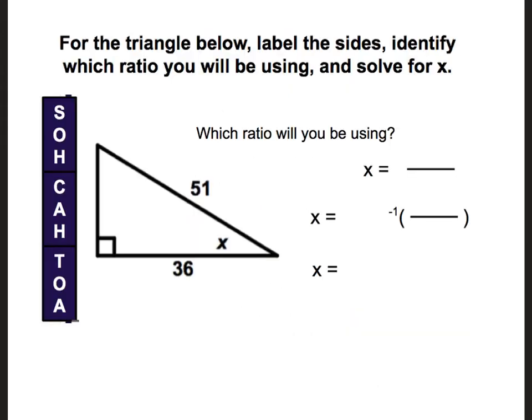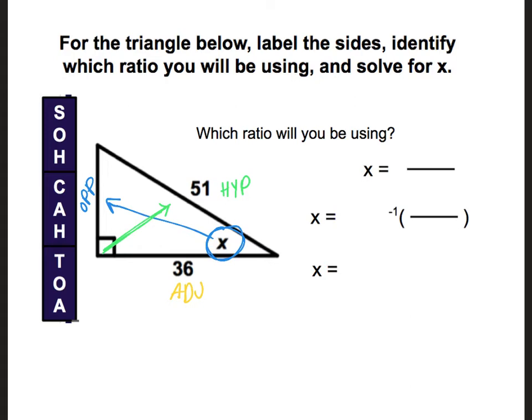Alright, your first problem, it says for the triangle below, label the sides, identify which ratio you'll use, and solve for x, just like we've been doing. So again, we're going to label our sides the same way. I'm going to start with wherever my angle is, in this case it's x, and label the side across from it. That's going to be my opposite. And then I'm going to look for my hypotenuse, which is across from my right angle. In our case, it's going to be 51. And then whatever is left over is going to be my adjacent side.